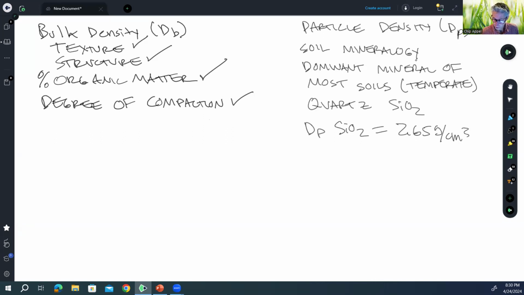Makes sense. So in general, we're going to assume that the particle density of most soils is 2.65. We're just going to keep that in our back pocket, because since the ratio is oven dry soil mass over volume of solids, it doesn't matter what texture is, what structure is, how much organic matter is in the soil, or how compact the soil is. We don't care about anything that's going on in the pores. All we care about is the mineral fraction and the solids in the mineral fraction. And if that's the case, then we make the assumption that the particle density is 2.65.